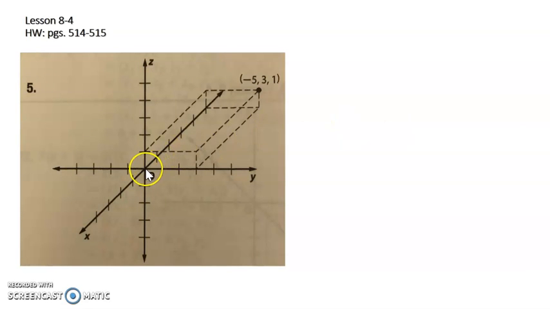For 5, we are going to go -5 in the x, 3 in the y, and then up 1 in the z. And so hopefully by them drawing in these dashed lines, you can get a visual of the rectangular solid that would be here and just how this point is in reference back to the origin.